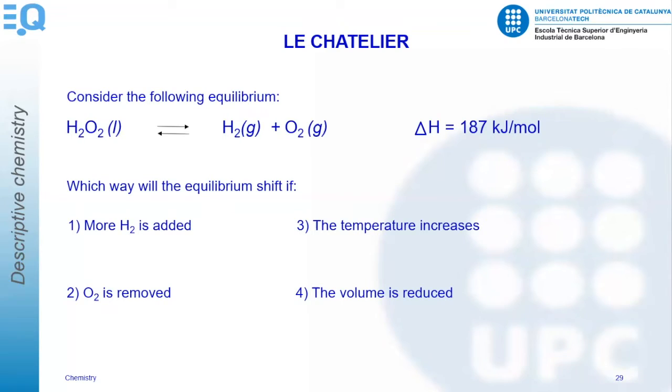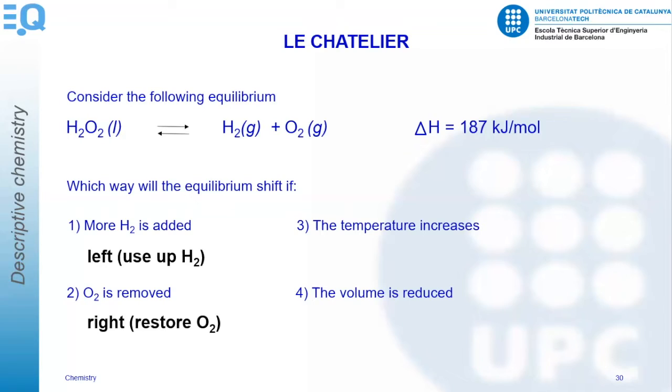If more hydrogen is added, the equilibrium will move to the left, to reactants, to use up all the hydrogen that has been added. If the oxygen is removed, the reaction will move to the right, to products, to restore all the oxygen that has been eliminated.